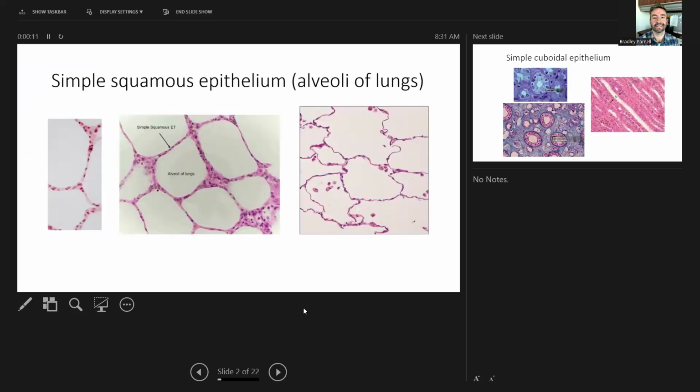So again, with our epithelial tissues, that's our first group that we went through. Anytime you see that word simple, that just means one layer of cells. Squamous means squashed cells. So again, what you're looking at here is one layer of squashed cells around these air sacs in the lungs. And so when you see this type of tissue, if it's one layer, flat cells, you know that's simple squamous.